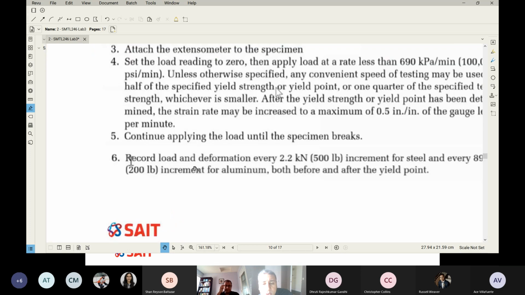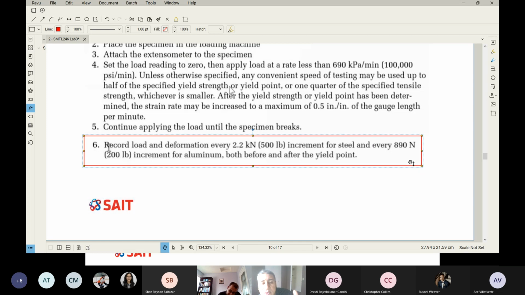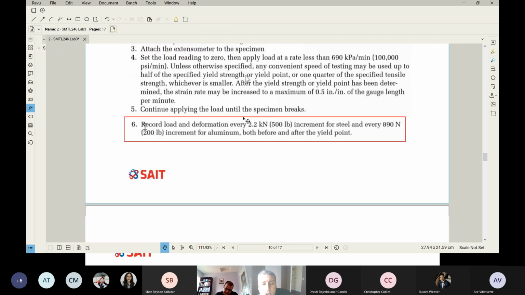And for example, watch please number 6. So I want you to read number 6. It tells us how often we record the reading. So you can see here, we record the load and the elongation every 500 pounds, which is 2.2 kilonewton, and that's for steel. However, for aluminum, we measure every 200 pounds, until we reach the yield point. As I said, everything is settled here. Please take your time, read all those test procedures. Not really hard to read on your own.